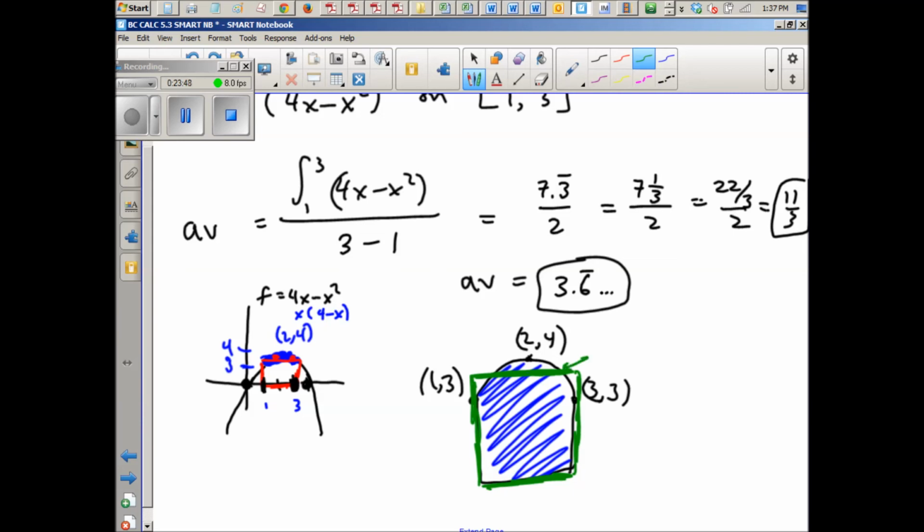And the area of this rectangle is, of course, the same base as the 1 to 3. It's still 2 this way. But this height is the 3.6. The average value of the function is the height of that rectangle. Pretty cool. Pretty cool theorem.